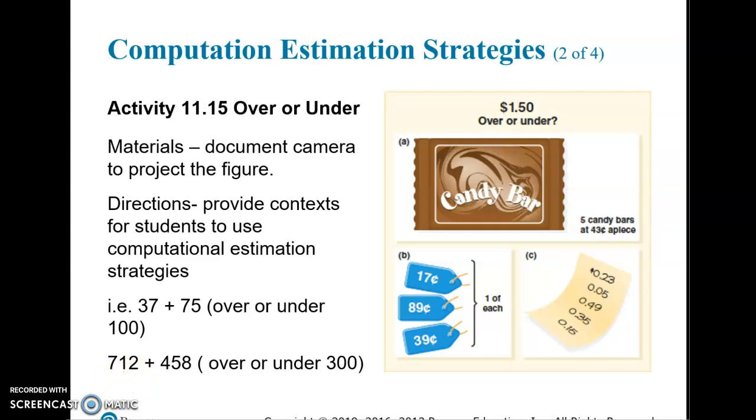Consider playing the over-under game by picking one context, for example, the price of a candy bar or fruit, and then varying the values. Say 5 at 43 cents each, then 6 at 37 cents each. And then ask the students, is this going to be about $1.50 over or $1.50 under?